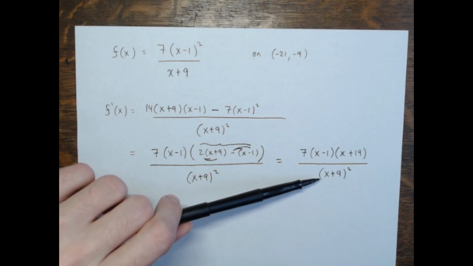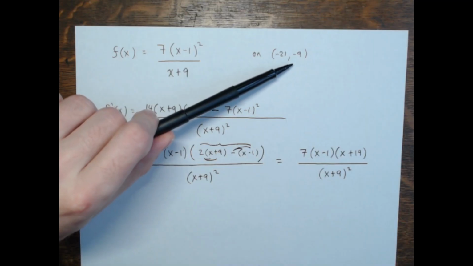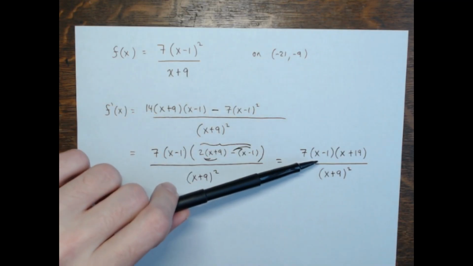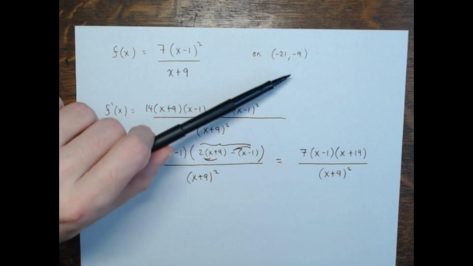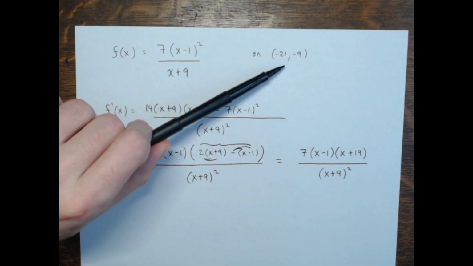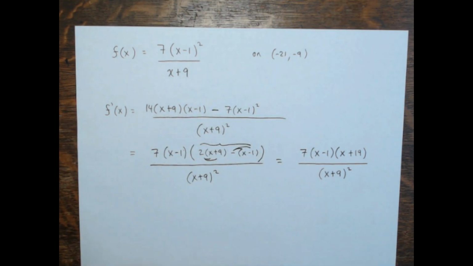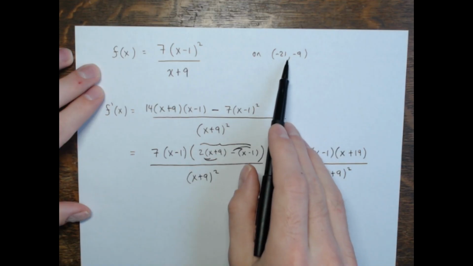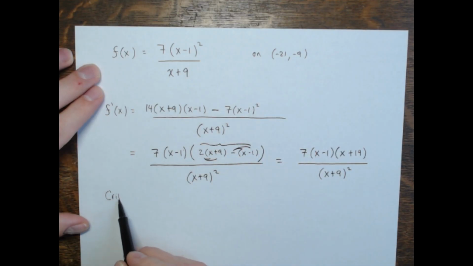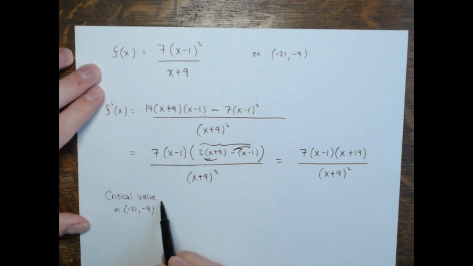So again, negative 9 makes it undefined, but we're not worried about negative 9. It's not in this interval. Positive 1 makes the numerator 0, right? Positive 1 would be a critical value as well. But again, positive 1 is not in the interval in question. So the only critical value I'm going to work with is negative 19, right? Negative 19 is the only critical value in this interval, between negative 21 and negative 9. So x equals negative 19.